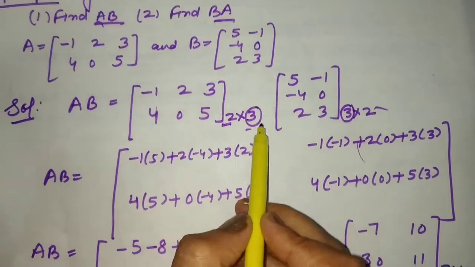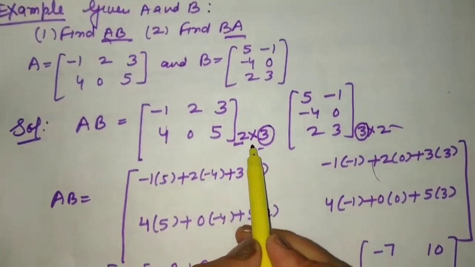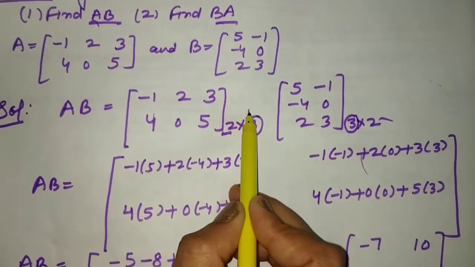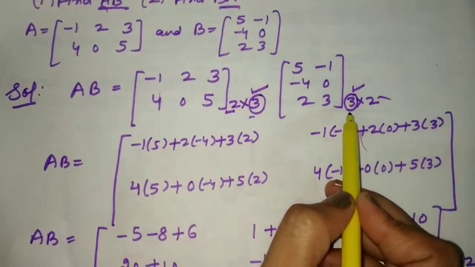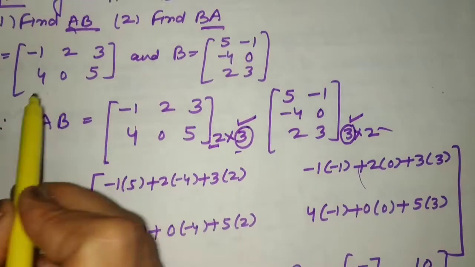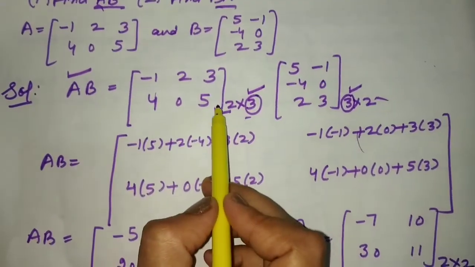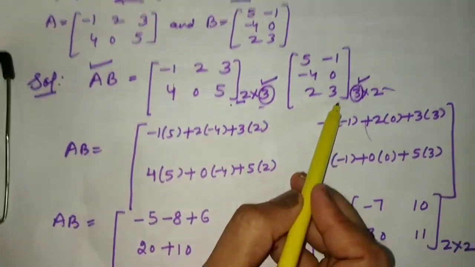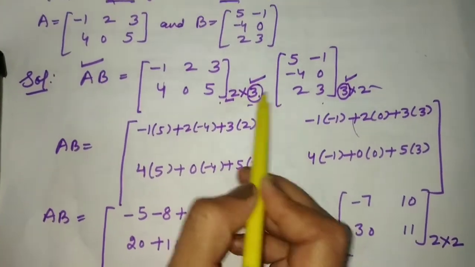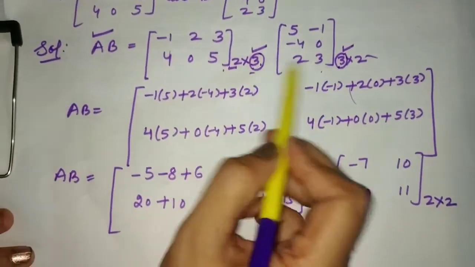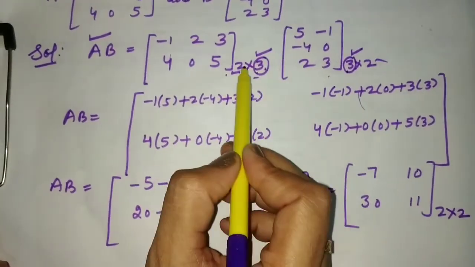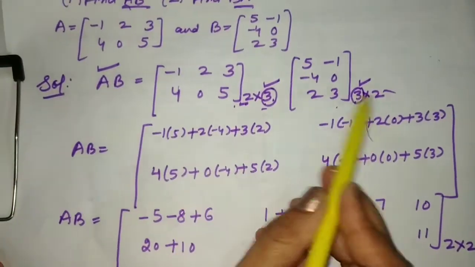So in this, firstly, we will check the first rule. That means the number of columns of the first matrix should be equal to the number of rows of the second matrix. If we have to find AB, AB means firstly we put A and secondly we put B. So the number of columns of first should be equal to the number of rows of second. So this condition is verified. So we can multiply AB and the new matrix has the order 2 into 2.